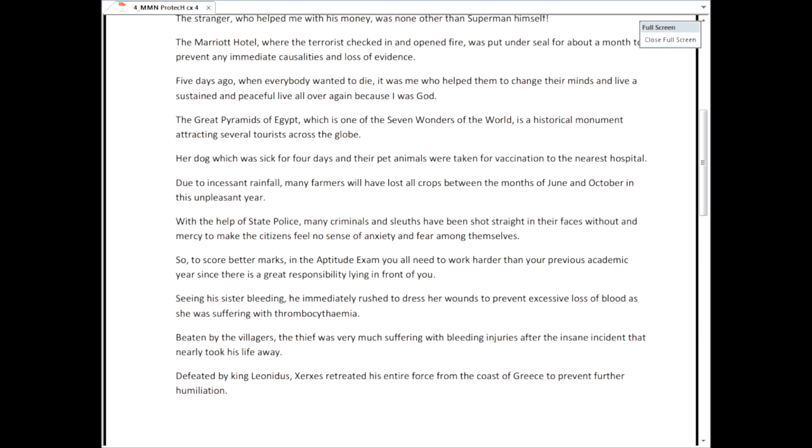Yes. Okay. Now as you read, reaffirm those pictures mentally and then tell me from your picture without seeing. Start. The Great Pyramid of Egypt, which is one of the seven wonders of the world, is a historical monument attracting several tourists across the globe. Okay. Now can you try it without seeing?